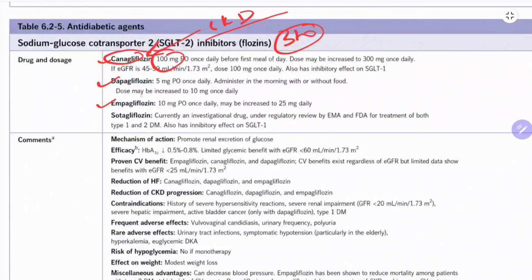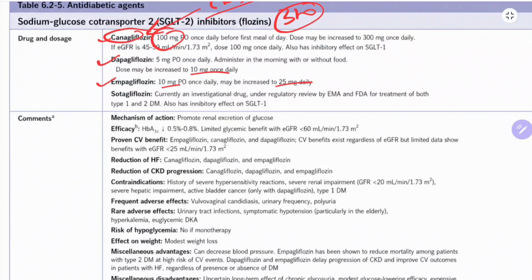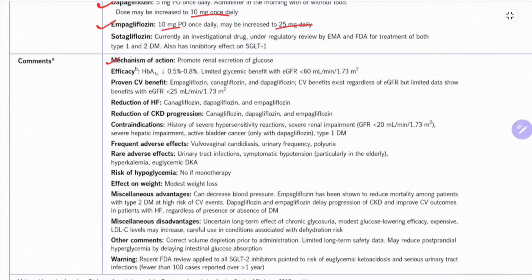That's all. Dapagliflozin, you can start directly at 10 mg once daily, with or without food. Empagliflozin 10 mg, maximum dose is 25 mg. Okay, DAPA and EMPA. Mechanism, you know.